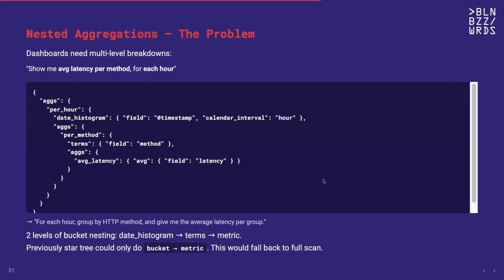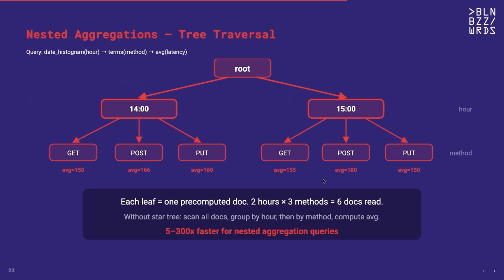What we want here is that for each hour, we group by the HTTP method and then find out the average latency for that particular group. So there are two levels of bucket nesting here. First is a date histogram, second is the terms, and the third is the metric. Before we added the nested aggregation support, this would have fallen back to a full scan. Let's see how this works in the star tree case.